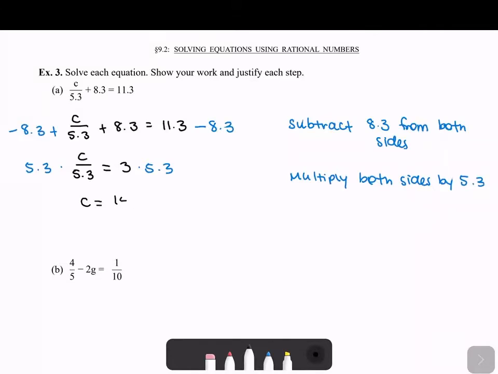So you may need to do some scratch work, considering that we still don't have calculators. That has not changed. So you may need to do some scratch work on the side. Okay, and that's all there is to that one.